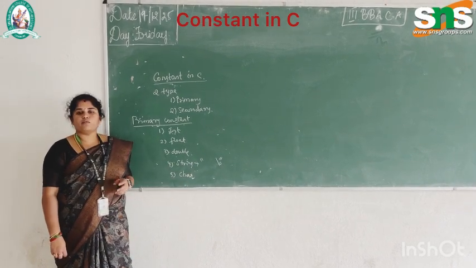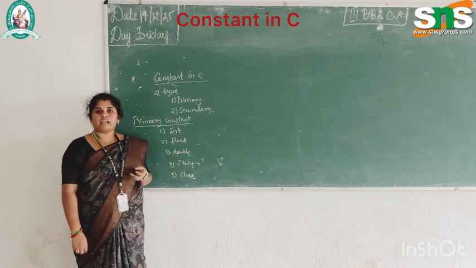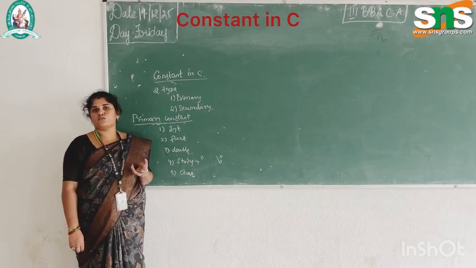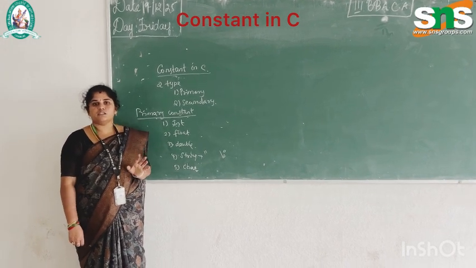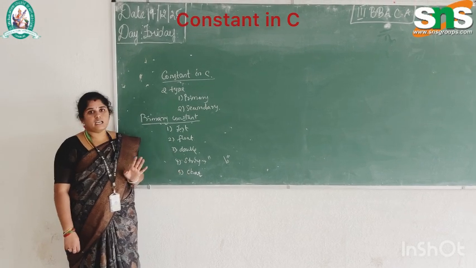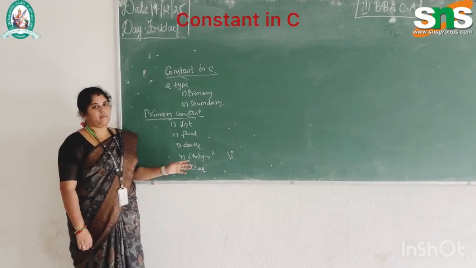The next one is character. We all know that the character type stores only a single letter, which is enclosed in single quotes. So this is the concept of the primary constant.